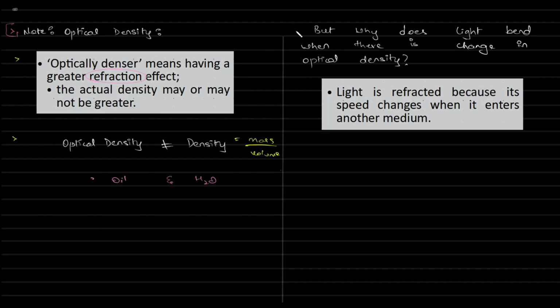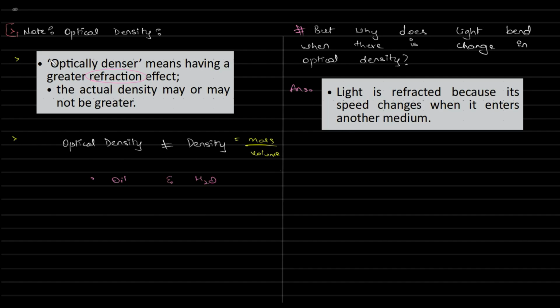So one more question which I would like to discuss is, why does light bend? When we see change in this optical density and all of that, why does it bend? So what happens with light is its speed changes. Light is refracted, that is bent, because its speed changes when it enters another medium. So why does the speed change? That question I won't be answering now.